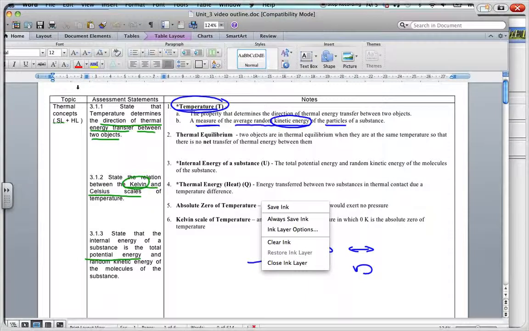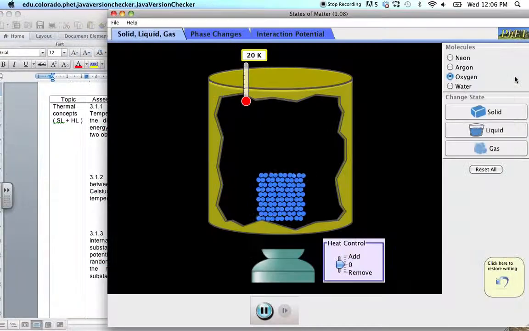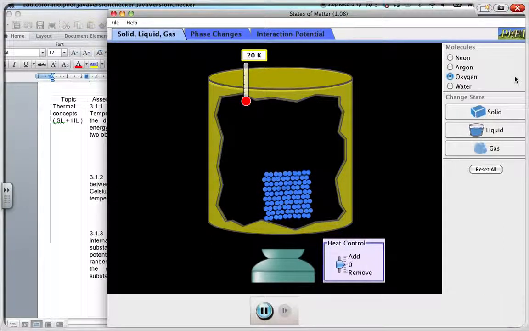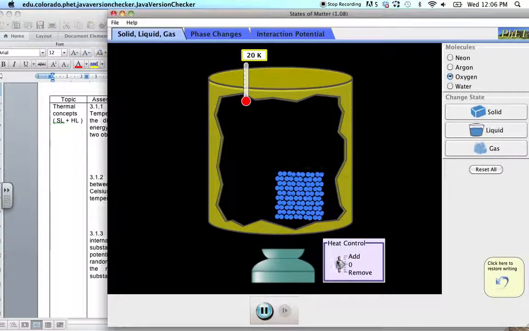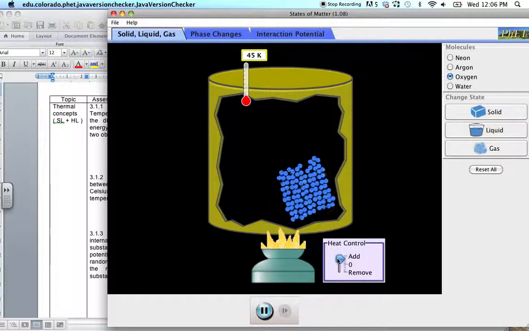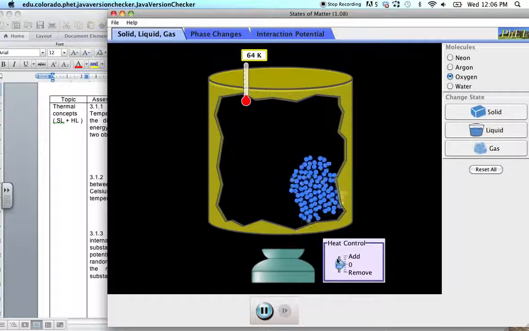Now, to do this, I would like to use the application. We're going to use this application over here. You can see we are at 20 Kelvin at the moment, so it's pretty cold. That gives an indication, remember, of the average kinetic energy of the particles. So if I heat this up, if I add some heat to this and the temperature goes up, you can see from the simulation that the particles are moving about more. There's more movement in those particles, therefore the kinetic energy is higher. It's reflected in the temperature.